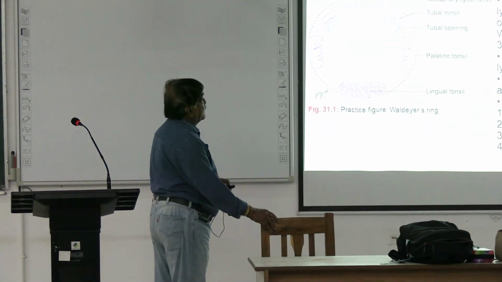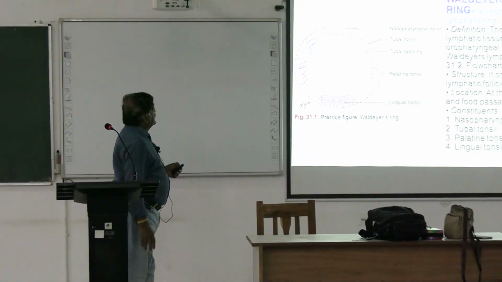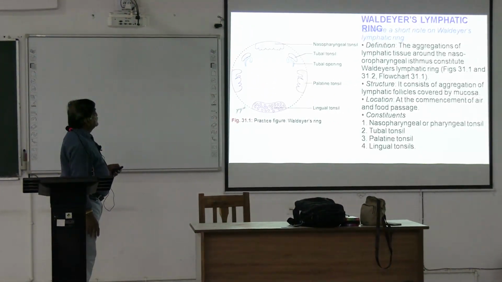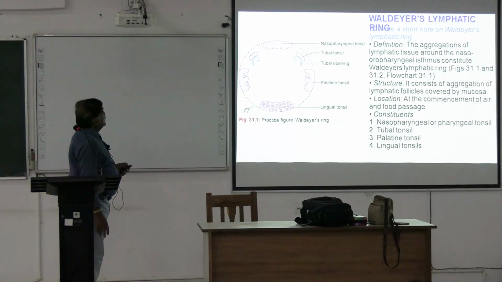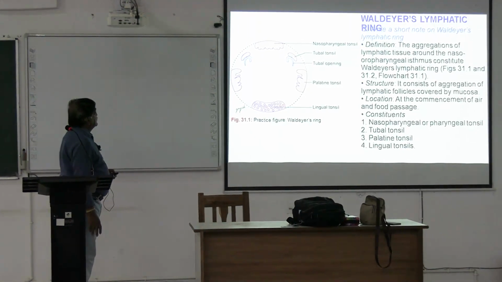Structure, it consists of aggregation of lymphatic follicles covered by mucosa. Location at the commencement of air and food passage, the oropharynx. Now, constituents, nasopharyngeal or pharyngeal tonsil, tubal tonsil, palatine tonsil and lingual tonsil. Now, this is the nasopharyngeal tonsils, this is the tubal tonsils, the tubal opening here. This goes to the Eustachian tube, and this is the palatine tonsil, and this is the lingual tonsil.